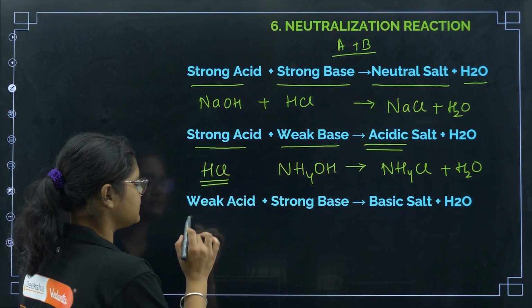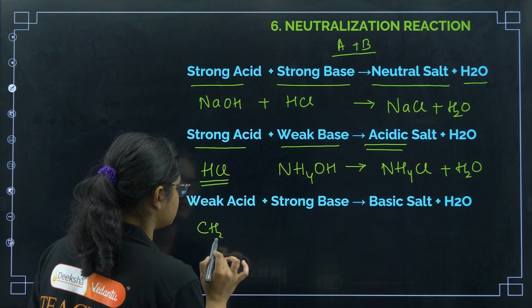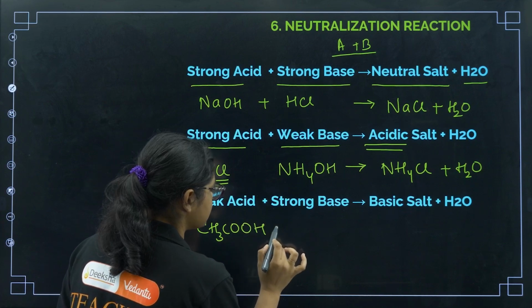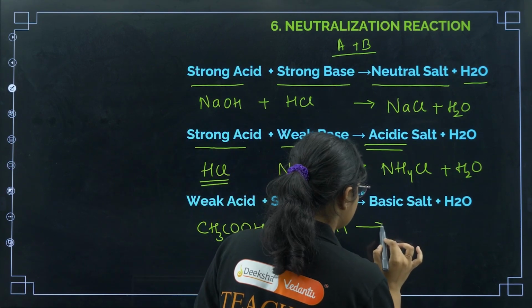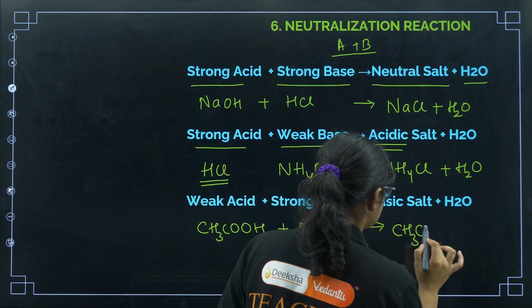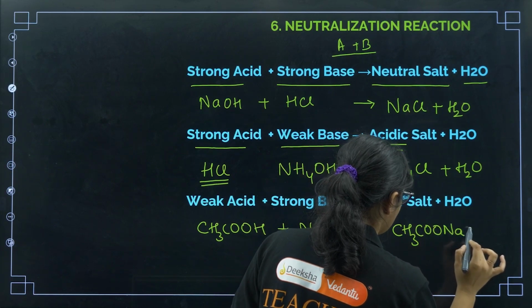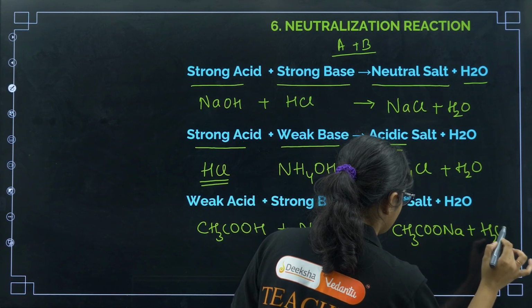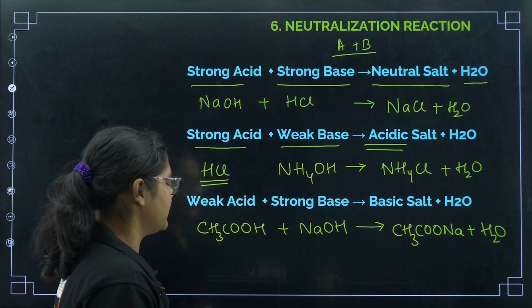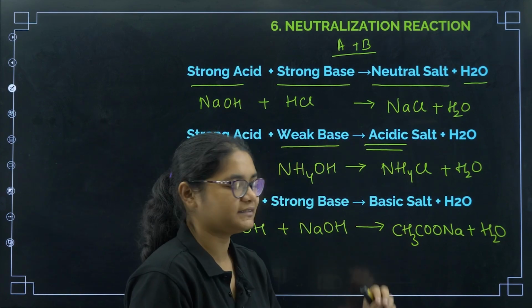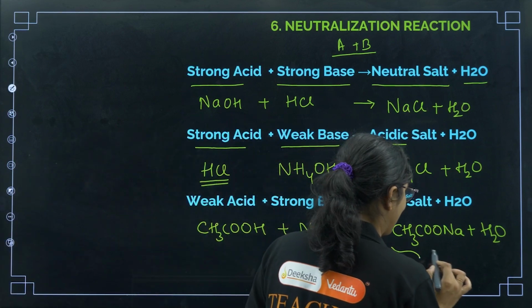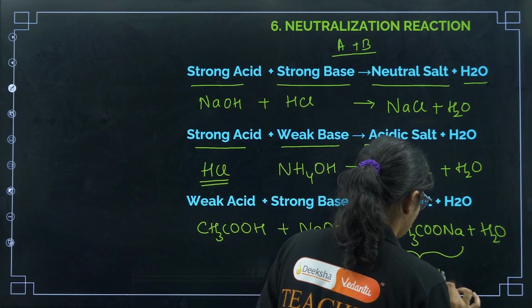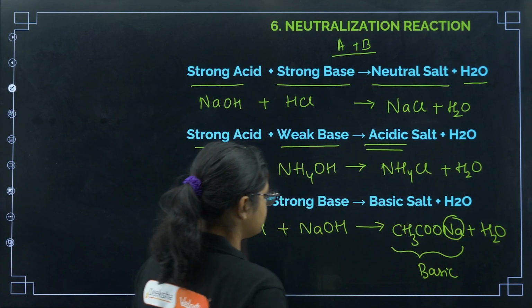Okay, so now if I see this one, weak acid is CH3COOH plus strong base is NaOH. Right, so this one will give me CH3COONa plus H2O. Right, so now this one will be a basic salt. Why? Because the base here is a strong base.